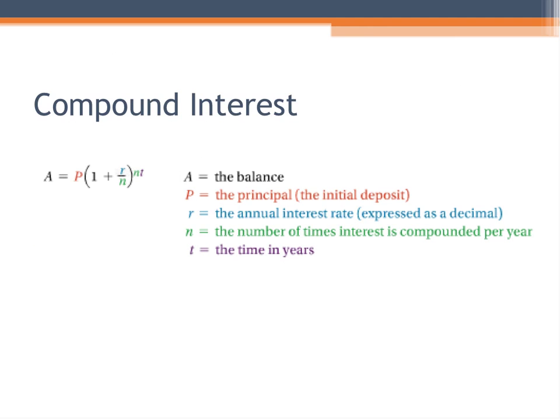Here's a formula for compound interest. A is your balance, P is your principal, which is the initial deposit, R is the annual interest rate. This must be expressed as a decimal. N is the number of times interest is compounded per year. It's in both places here. And then T is the time in years.